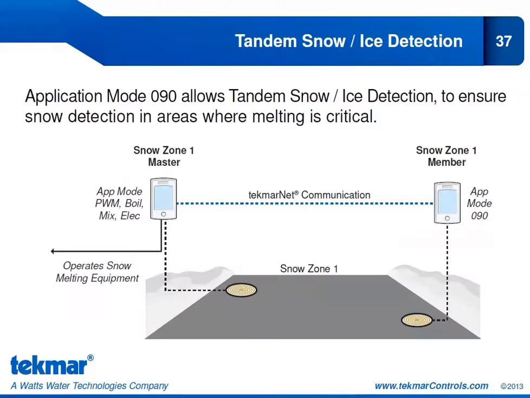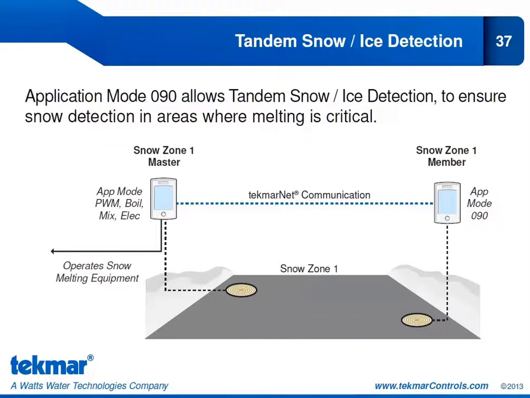So application mode 090 allows for the tandem snow ice detection functionality. So here we have a single snow zone. And in that single snow zone, we're using 2 090 or 094s. So this is very helpful in large snowmelt zones.